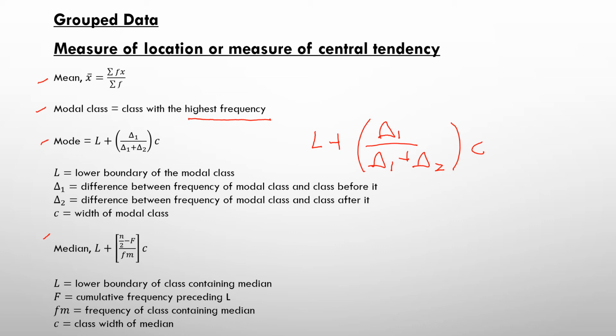And the median is also different. You also have to memorize this. The median is L plus bracket n divided by 2 minus F, divided by small f_m, then bracket times C. L is also the lower boundary of the class containing the median. F, the big F, is the cumulative frequency preceding L. The small f_m is the frequency of the class containing the median, and C is the class width of the median class.